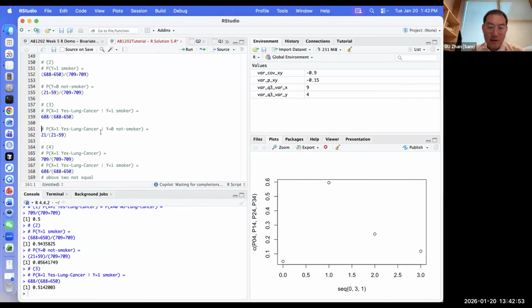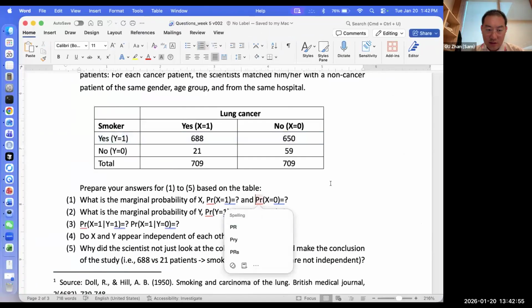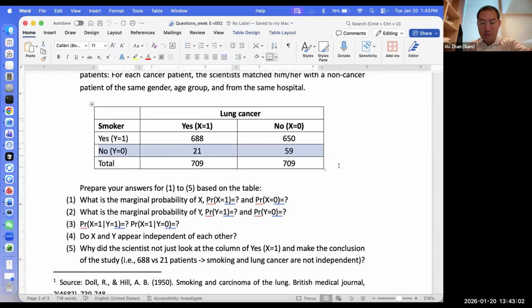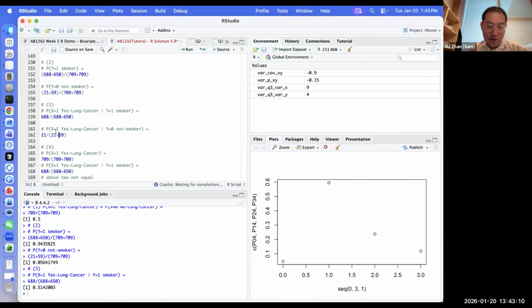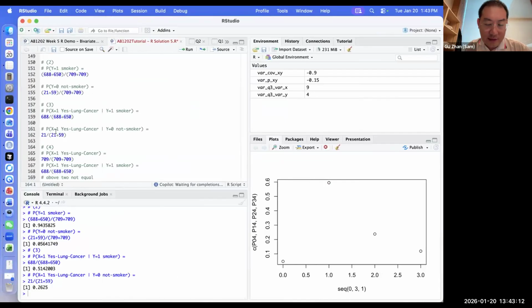So then the next one is y equal to 0, so non-smoker. In the non-smokers, how many are getting lung cancer? So 21 out of 21 plus 59. So about 26% of the non-smokers are getting cancer.